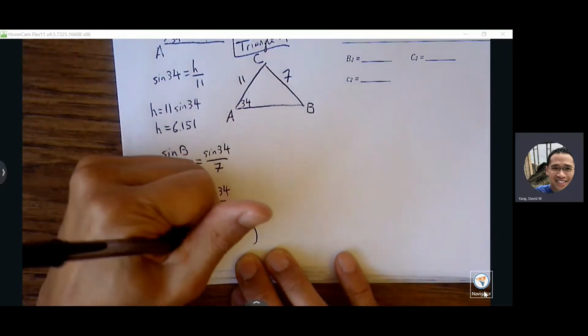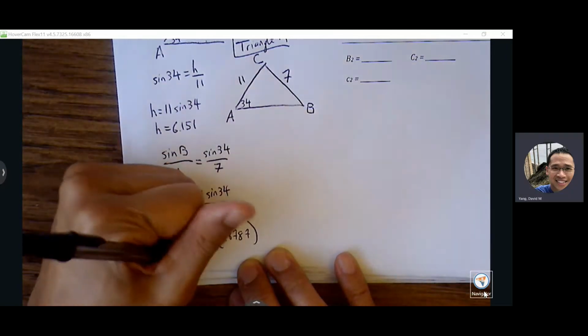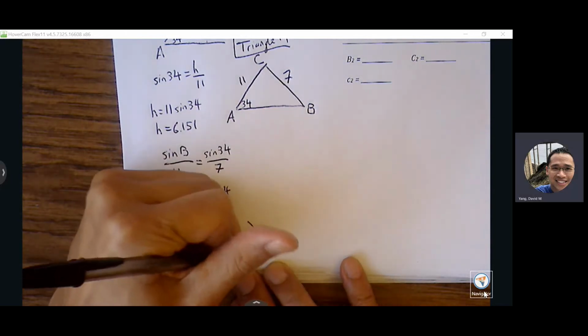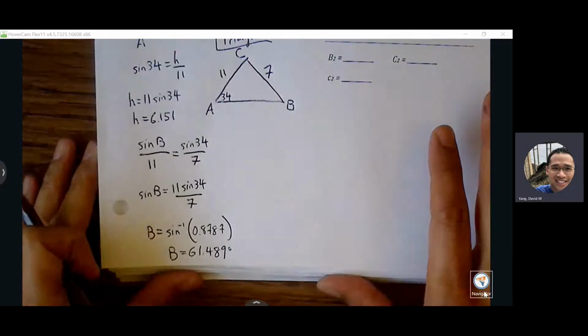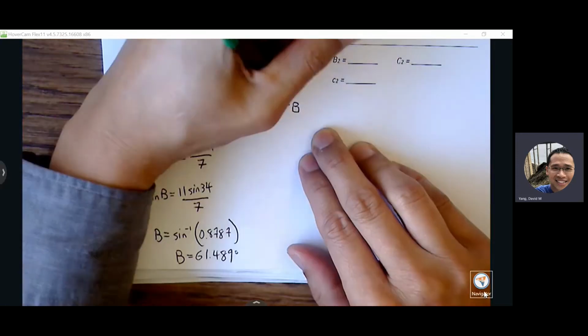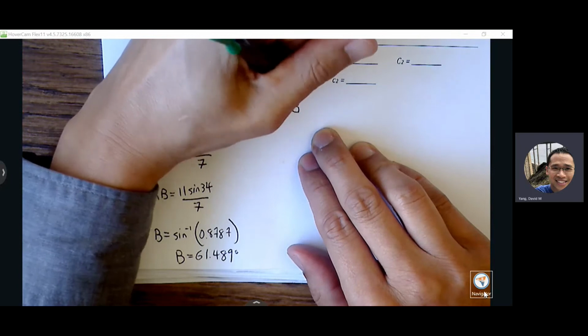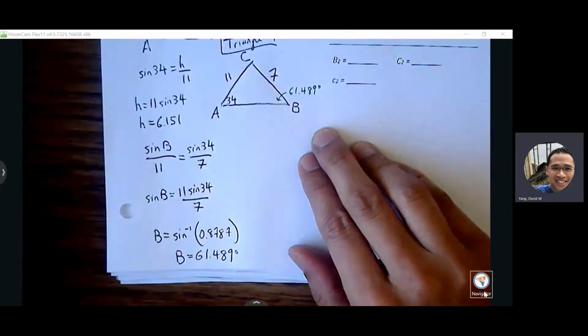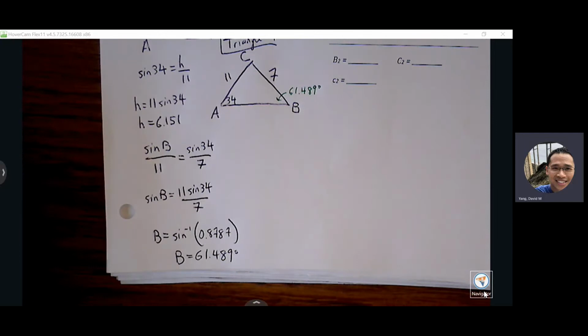0.8787. Okay, so you guys get 61.489 degrees. Okay, all right, let me put that in. I'm doing everything to 3 decimal places.